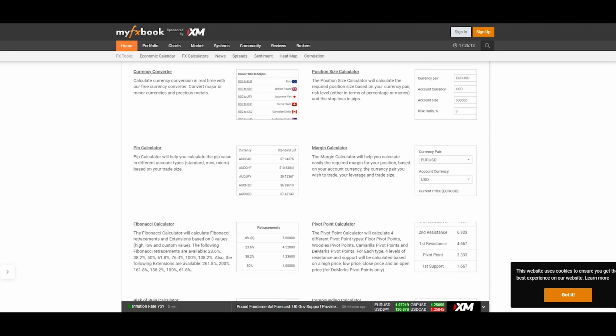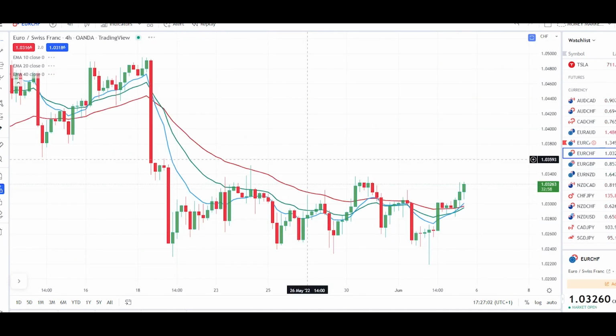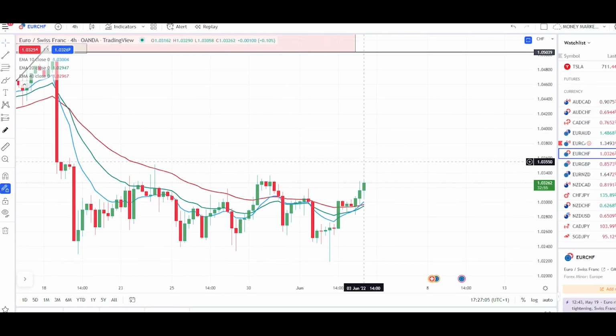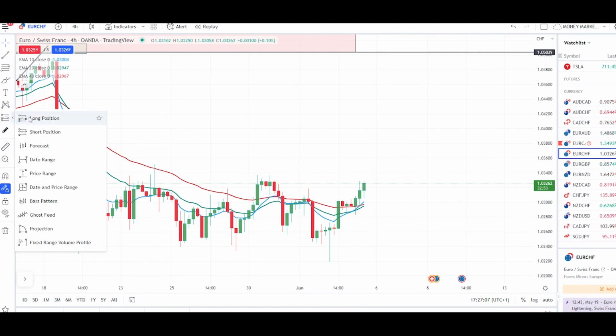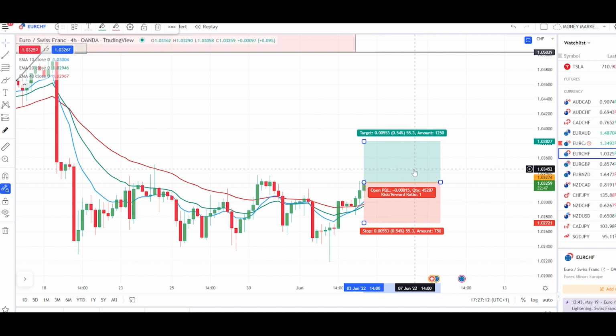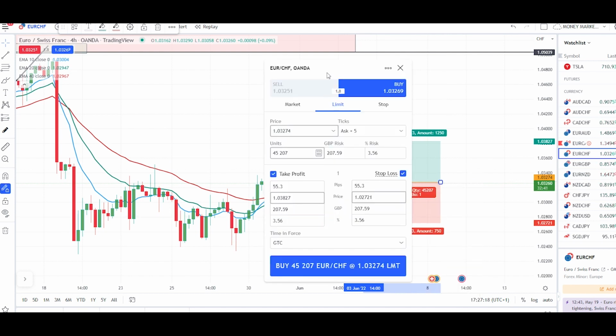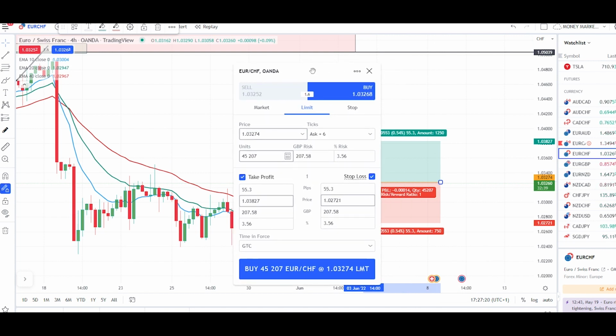But if you are trading on the TradingView platform, let me show you there as well. So right here on the TradingView platform, if you have an account with Oanda, in that case, how do you calculate your risk? So just click on any currency. Let's say you click here on EUR/CHF, and now you want to take your trade, place your long position, something like this. In that case, right click on your position tool, click on create limit order. So here you have your limit order screen right up there.